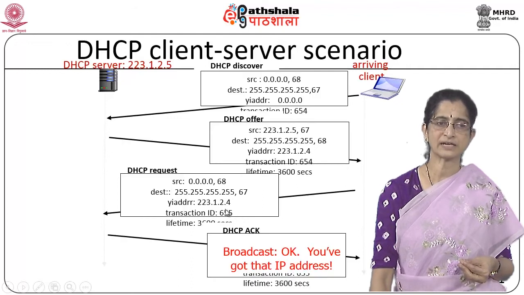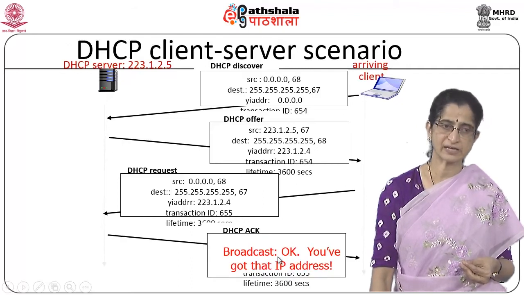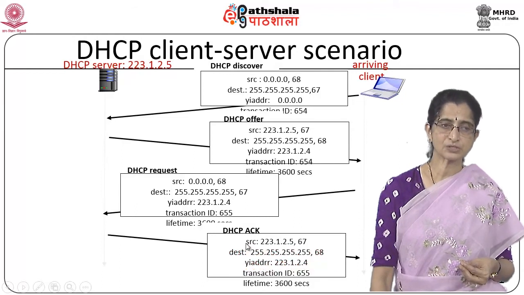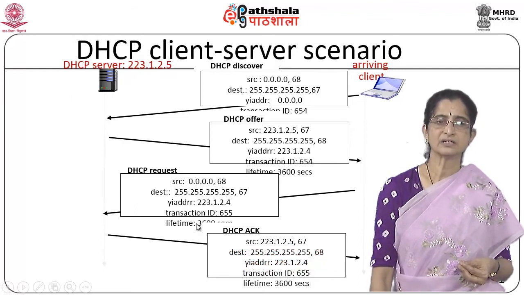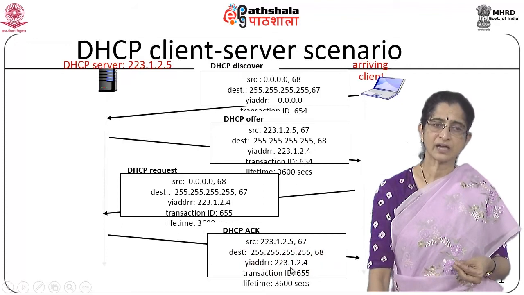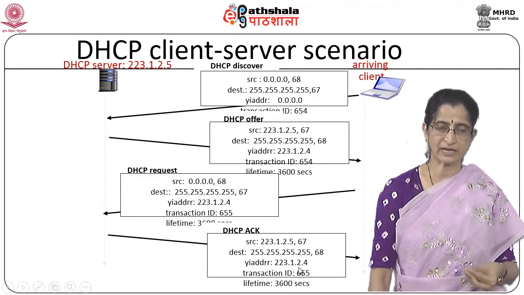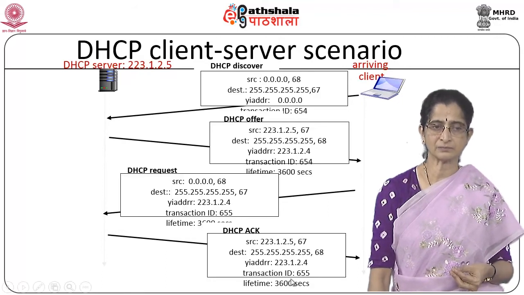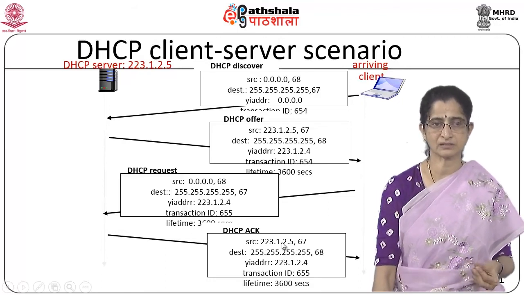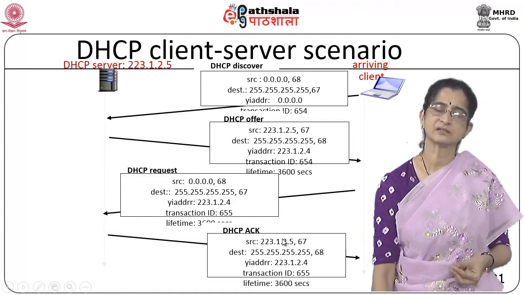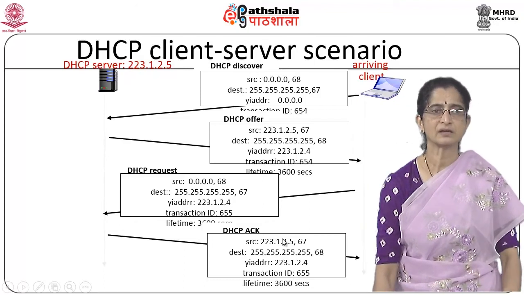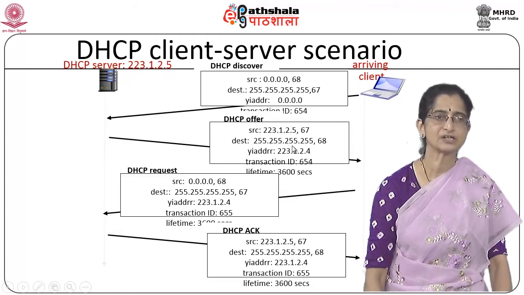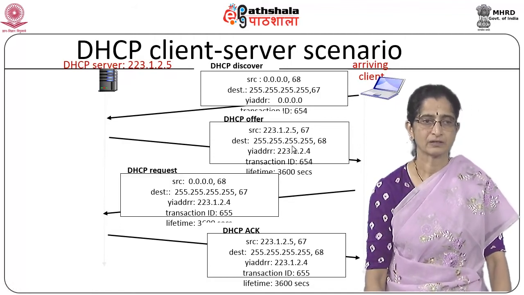Now in response to that, the DHCP server sends an ACK, which is again broadcast, saying okay, you got that IP address. Again you will see the source address is that of the DNS server, the destination address is all ones, and your address is confirmed, the IP address that has been given to this client, along with the lifetime for which it can be used. So these are the different messages and the way they are sent using the IP protocol.